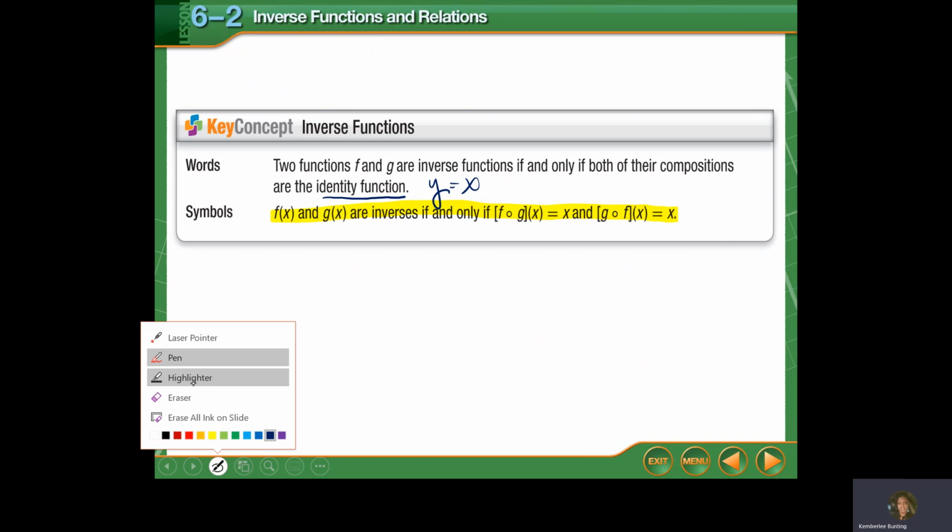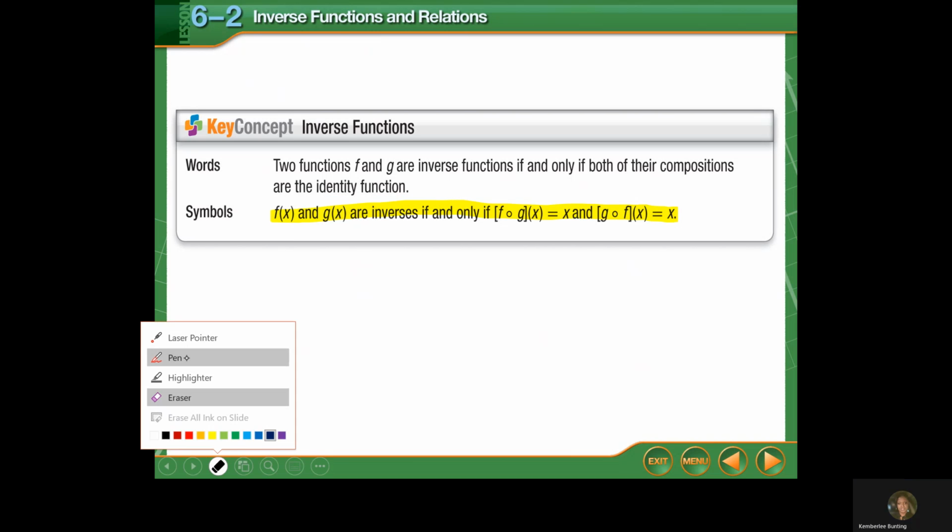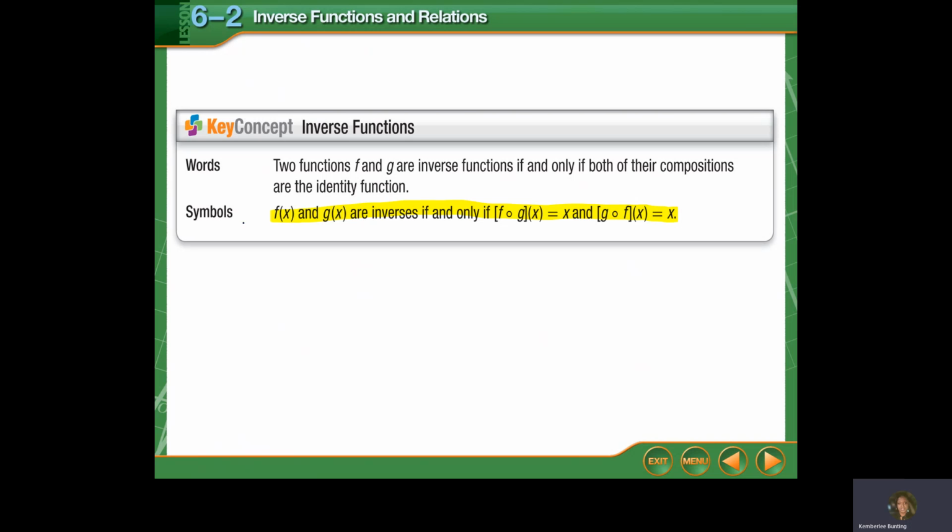Look at the symbols. The symbols is really what I want you to write down. Okay? Here are the symbols, which is still a sentence. f of x and g of x are inverses if and only if f of g of x equals x and g of f of x equals x.